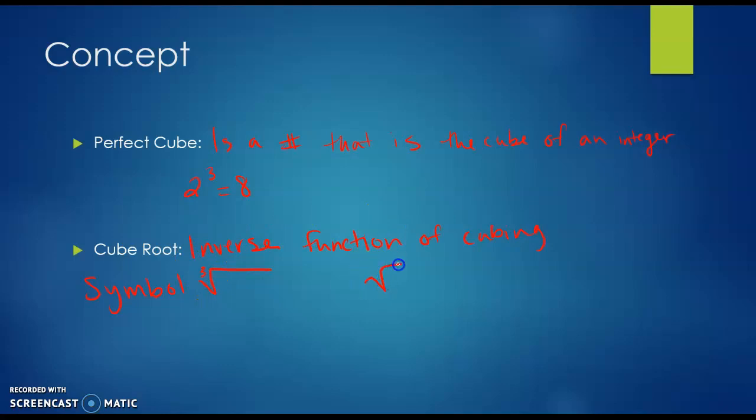So, continuing with this example here, the cube root of 8 is 2, or we could do the cube root of 64 is 4, because 4 times 4 times 4 gives us 64. So that's what a perfect cube and what a cube root is.